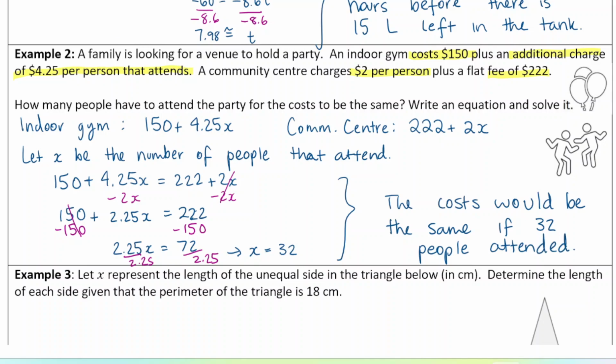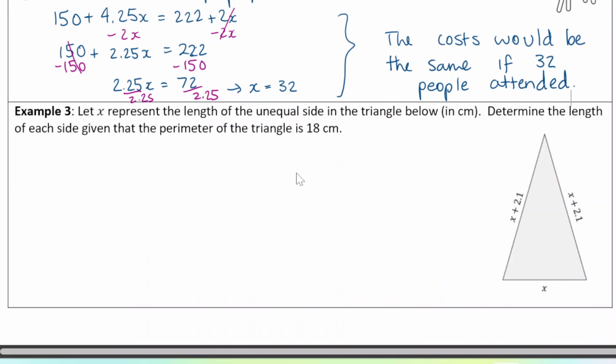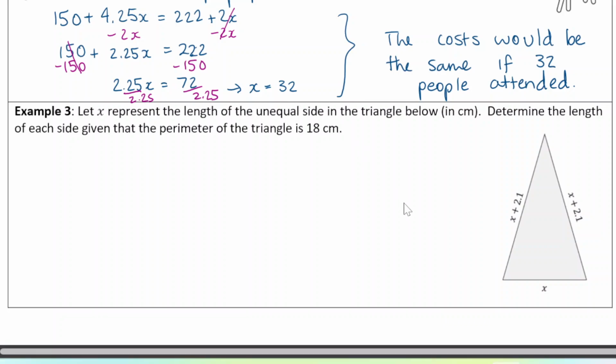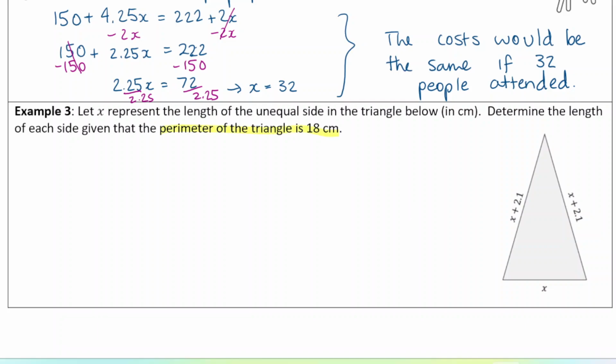Okay, great. And last one, if you want, you could pause the video here and try this one on your own, or you can do it with me. This one has a connection to geometry and perimeter. It says, let x represent the length of the unequal side in the triangle below, and determine the length of each side given the perimeter is 18. So perimeter means we're adding all the lengths up together. So let's go ahead and write that then.